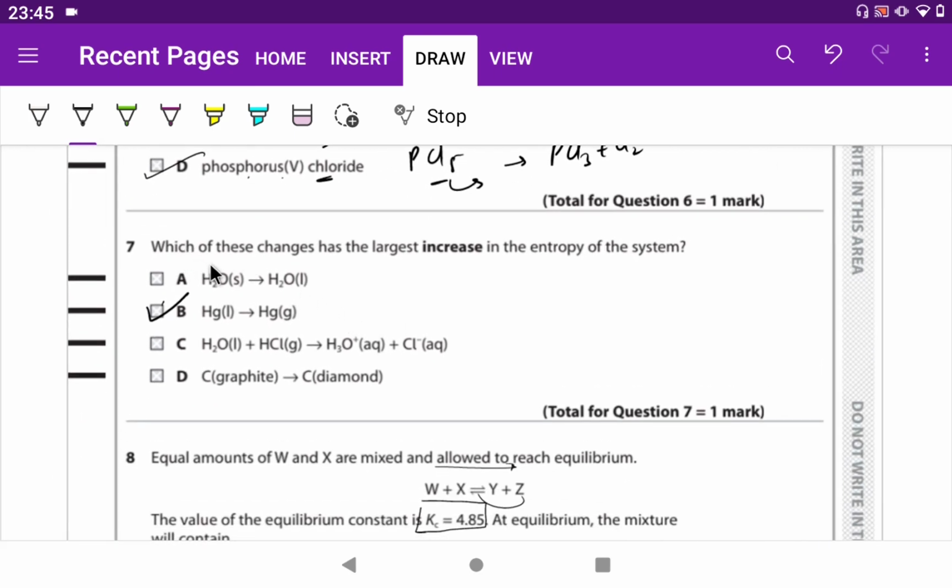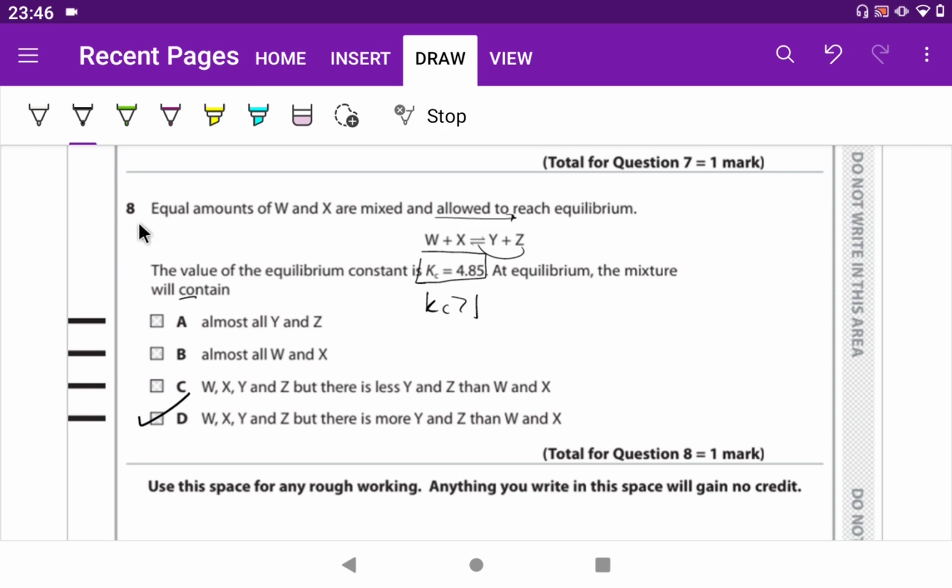Now question 7. Which of these changes has the largest increase in entropy of the system? Is it solid to liquid? No. The entropy of gas is greater than liquid and liquid is greater than solid. So it is converted from solid to liquid, liquid to gas. So I guess B is the correct answer because it is converting into gas and gas has the highest entropy.